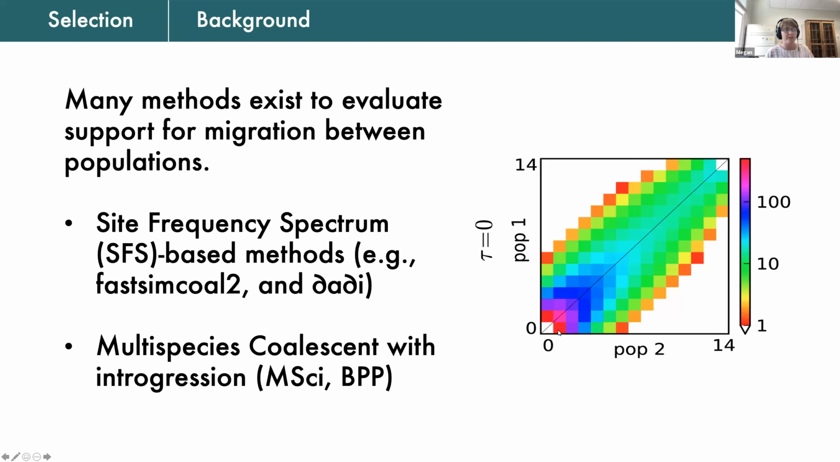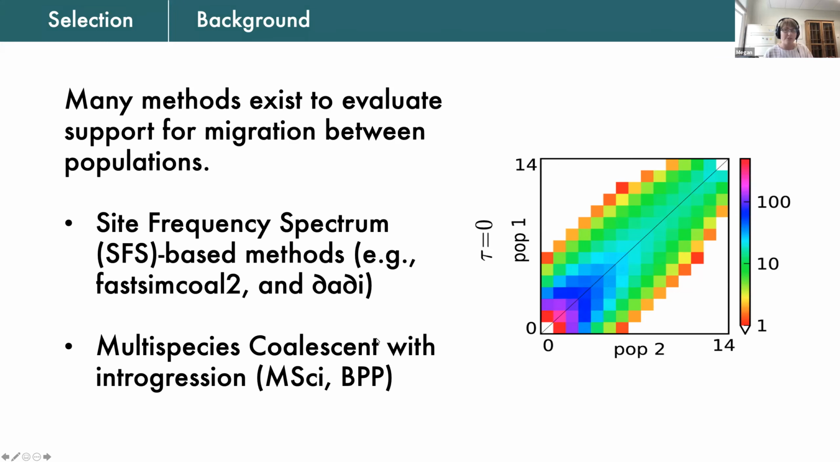So for example, in this site frequency spectrum, the bin here, I'm not actually sure if you can see my cursor. I think you can. So this bin corresponds to SNPs where the alternate allele occurs 0 times in population 1 and once in population 2. And so this is just a convenient way of summarizing data. And there are a lot of very fast methods that can use these data to infer things like migration rates.